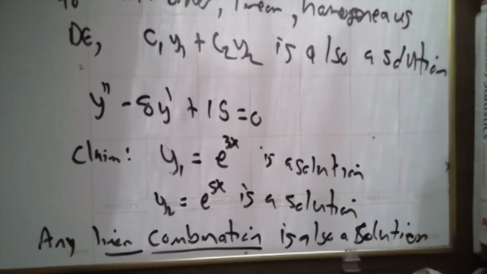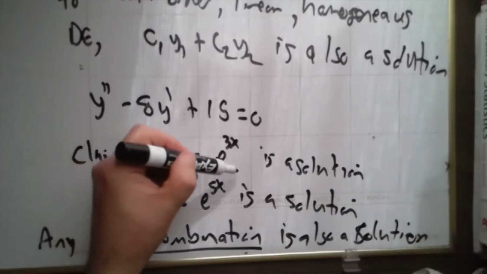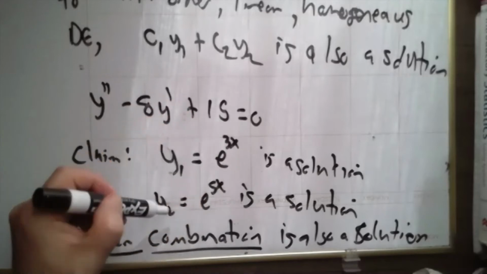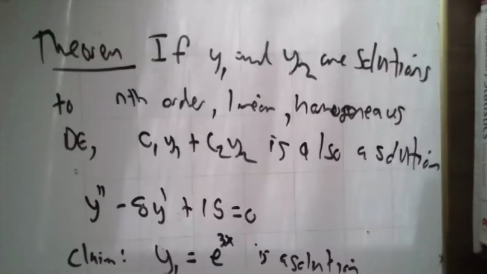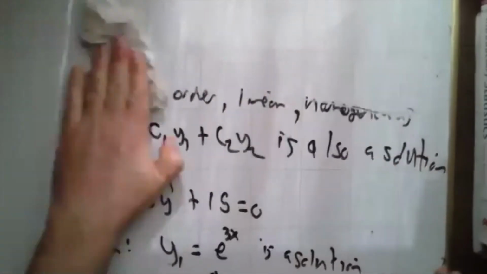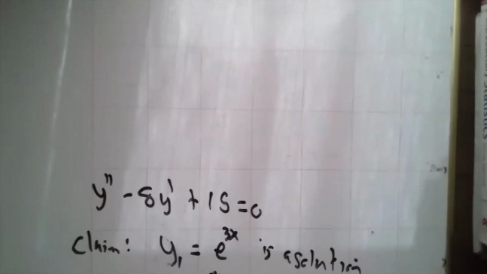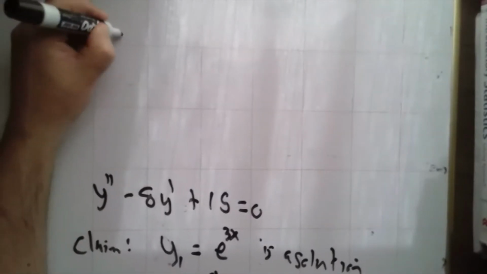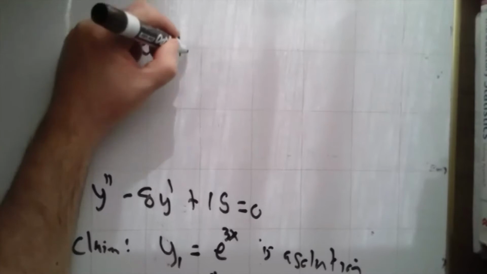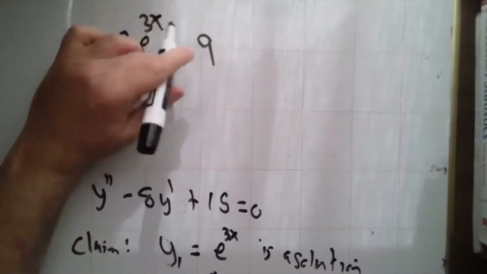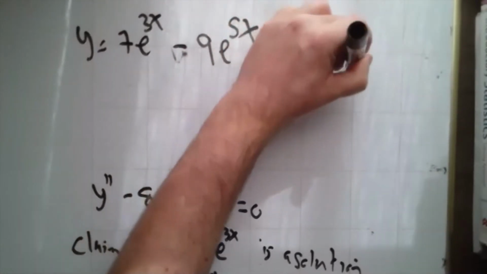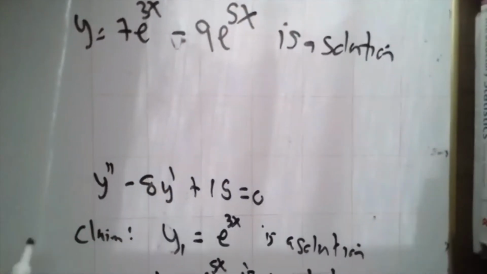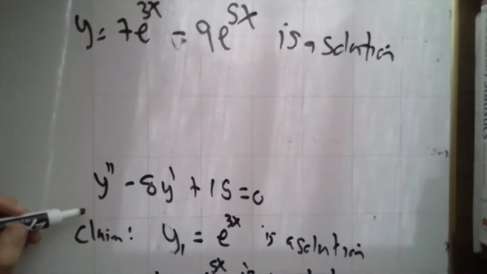And what I mean by any linear combination, any multiple of this one plus any multiple of this one, is also a solution. So, I don't know, I could say y equals 7 e to the 3x plus 9, or even minus 9 e to the 5x, is a solution to this DE. Check it. Not right this minute, but go home, check it. Try it on your own.